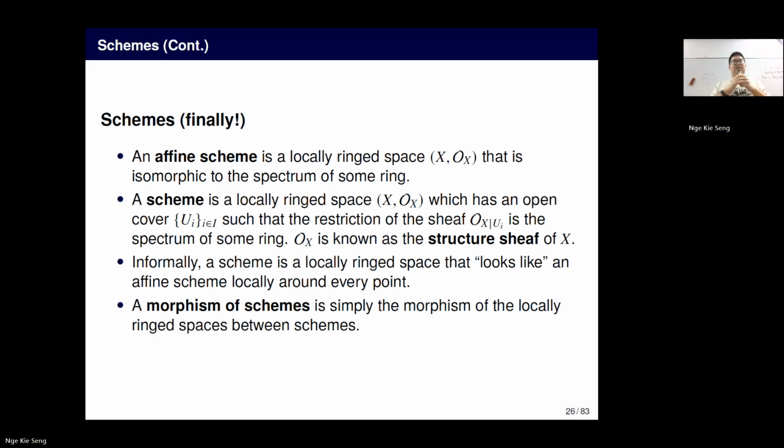And a scheme is basically a locally ringed space where, if you take an open cover and restrict the sheaf to each open set, as defined previously, the restriction is itself the spectrum of some ring, an affine scheme basically. And this O_X is also known as the structure sheaf of X. So it's basically just saying that a scheme is a locally ringed space that, locally around every point, looks like an affine scheme. And finally, we also briefly talk about morphisms of schemes. It's basically just a morphism of locally ringed spaces, where both are schemes.